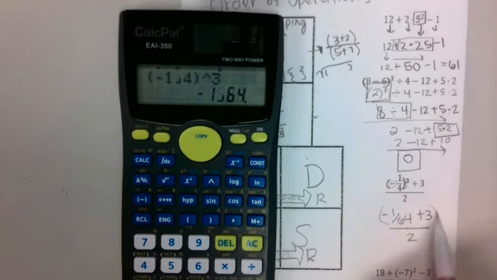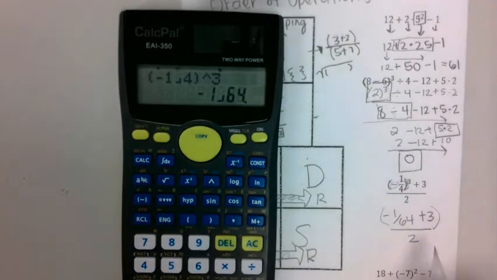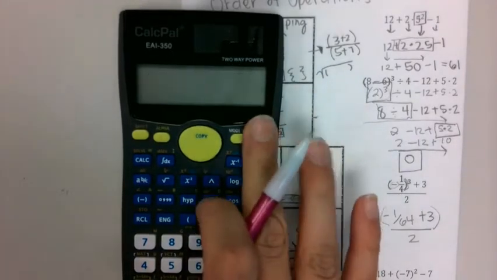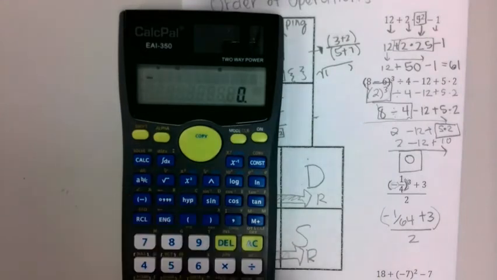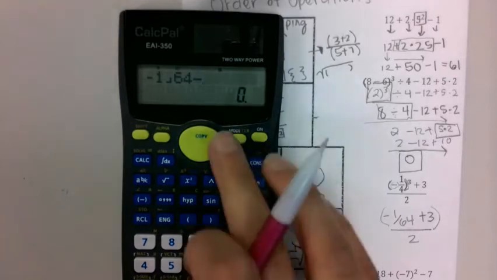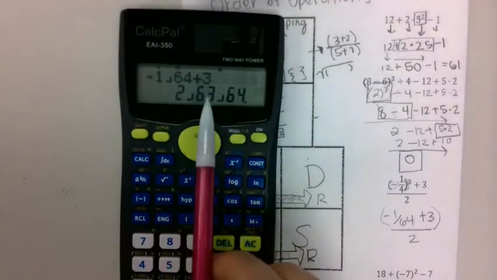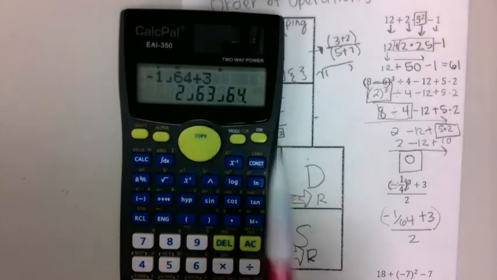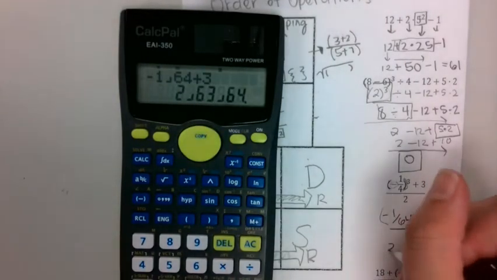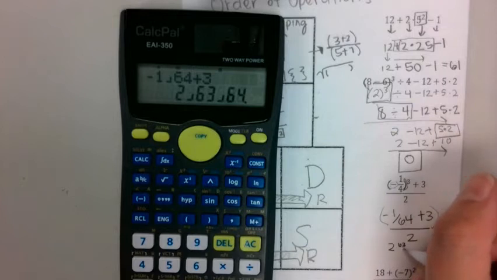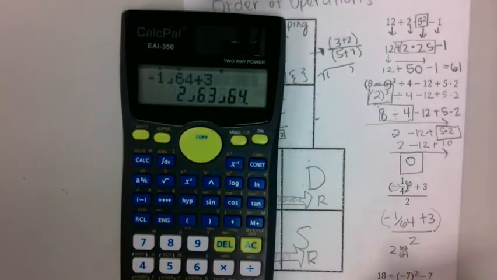Remember, I'm going to work on my grouping symbols on top and then bottom, so I'm still working on my top, and I'm going to type into my calculator negative 1/64 plus 3 equals, and this says 2 and 63 over 64. So 2 and 63 over 64.